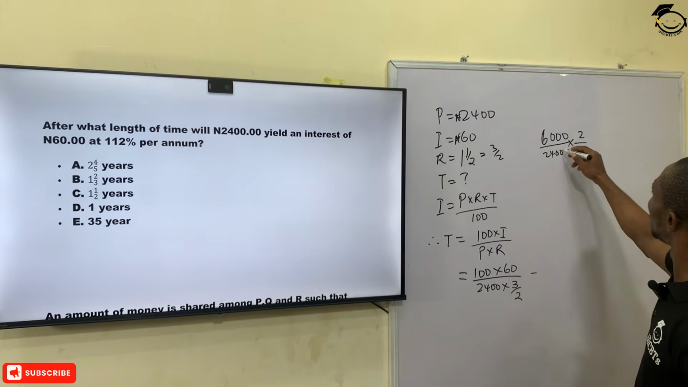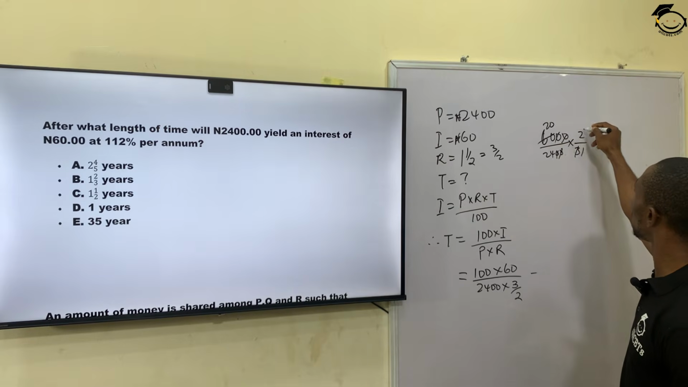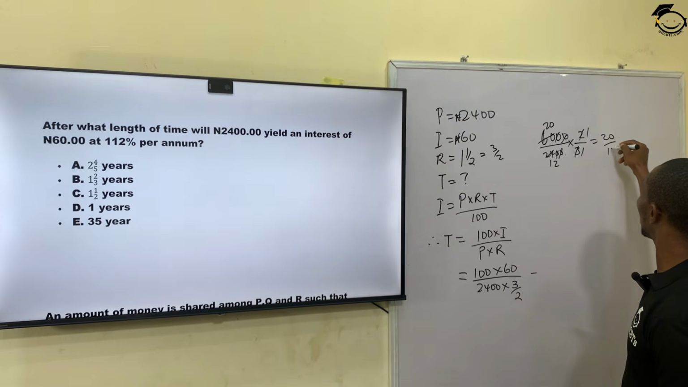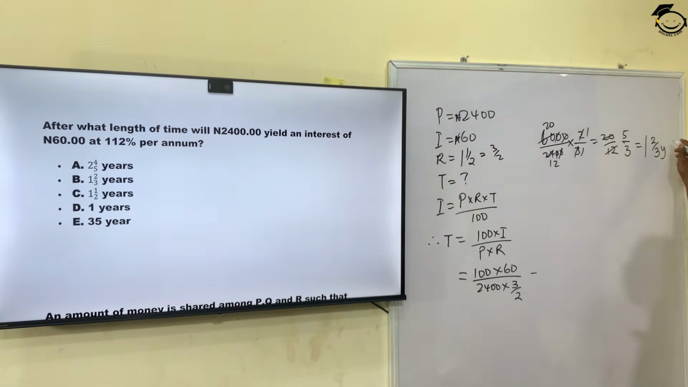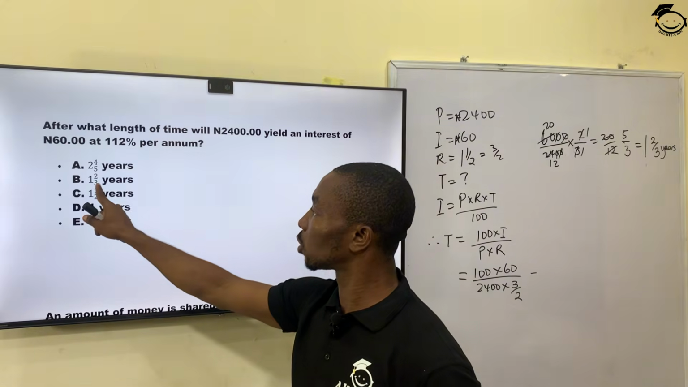So this will cancel this. 3 here 1, 3 here 20, 2 here 1, 2 here 12. Now we have 20 over 12. We can still cancel with 2, or let's go with 4. 4 into 20, 5. 4 into 12 will give us 3. So this gives us one whole number 2 over 3. So this will be one whole number 2 over 3 years as our answer, which is option B.